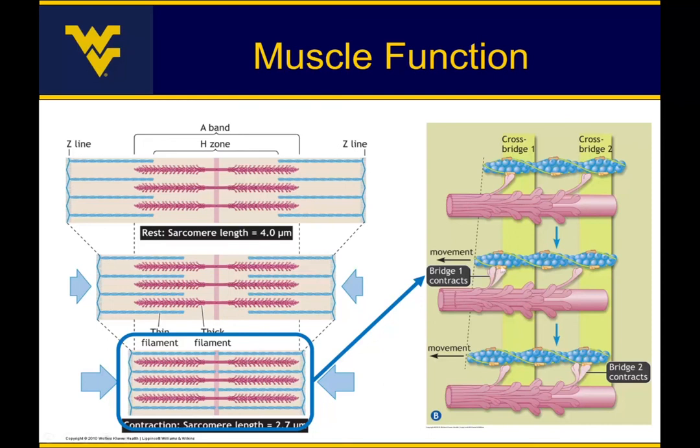Through an energy requiring process involving ATP, the myosin head will utilize the energy from ATP to physically move and pull actin toward the center of the sarcomere.